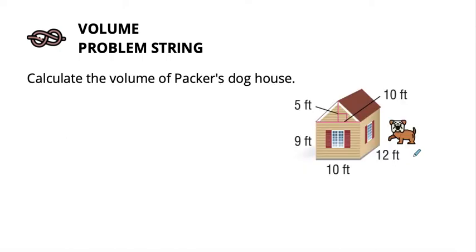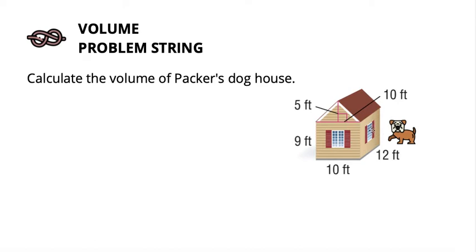Now we can also use volume, just like we did for composite shapes for area, and figure out the volume of composite shapes. So let's pretend that Packer has a doghouse. So there's Packer. He's going into his house. He's going around the back because the door is on the back side of this doghouse. And we want to figure out what the volume of space is that he has inside of this doghouse.